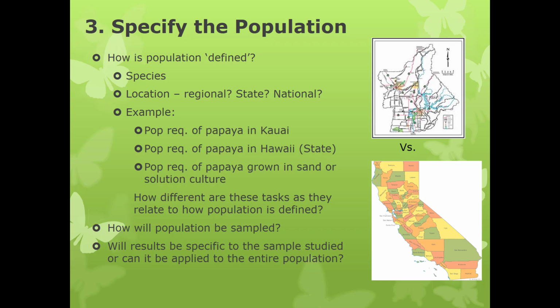And so some things that you need to consider at this point in time as you're fleshing things out is how is the population going to be sampled? And another question to ask is, will the results be specific to the sample studied, or can it be applied to the entire population? And either one of those scenarios is totally fine. You just need to be aware of what your data has the capability of predicting before you actually start the project.